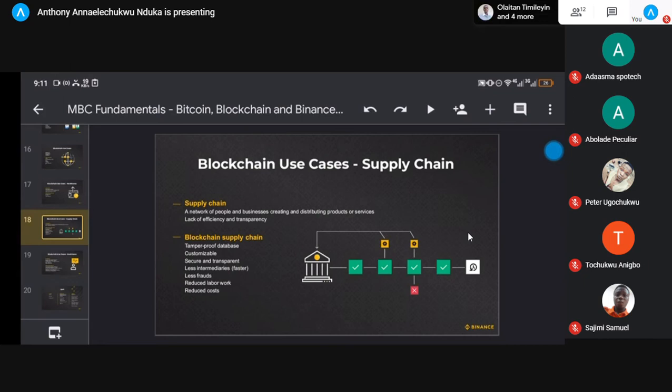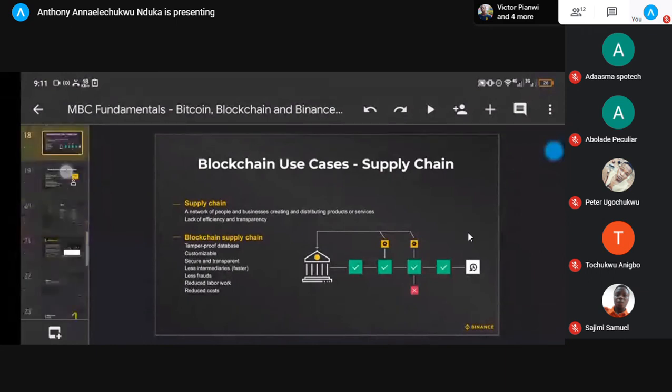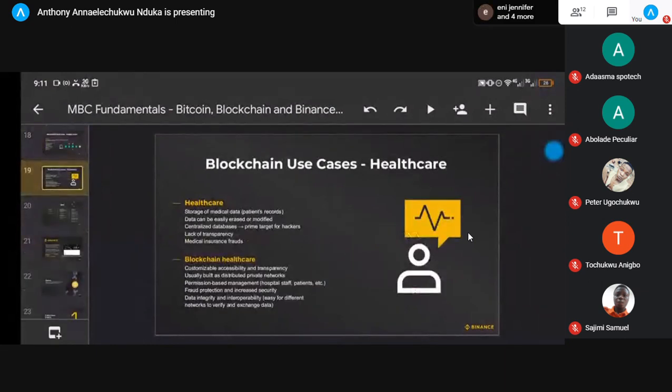Now, it is a tamper-proof database, it is customizable, it is secure and transparent, it has lesser intermediaries. You no longer need people to come at certain stations and be verifying the movement of those goods for you. So it has less fraud, which means that anything that happens, you'll be able to see because of transparency. People will not want to indulge themselves because they can be caught easily. Now, it has reduced labor work and it has reduced the cost of movement of products from several parts of the world.